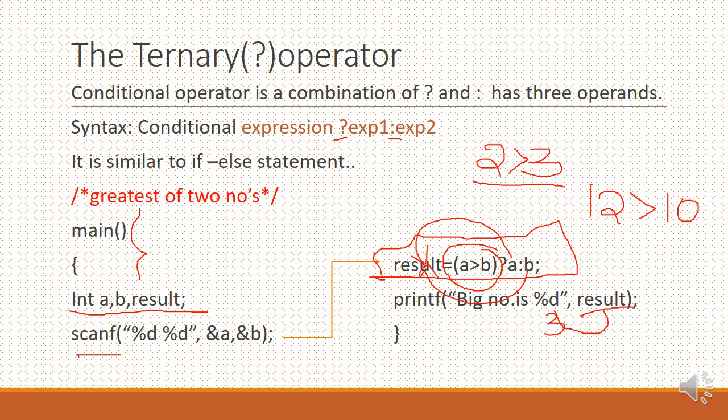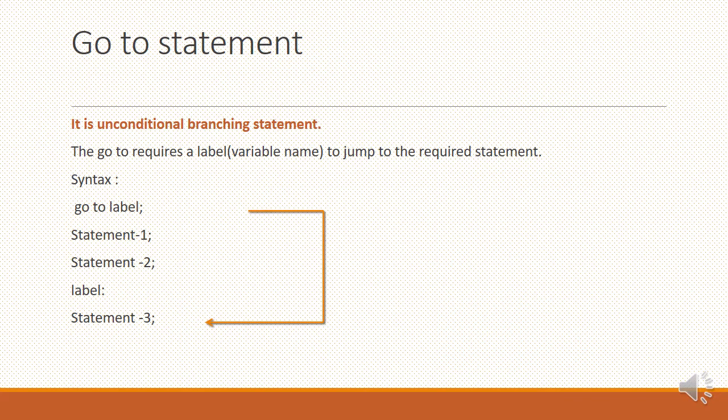Another statement is there, that is called the goto statement. Actually, this is an unconditional branching statement. That is why I am telling you here, just go through this. The details I will tell you in the next video, when I explain the loops.